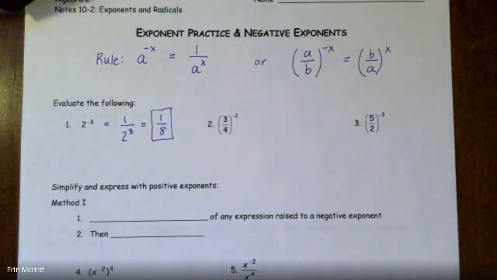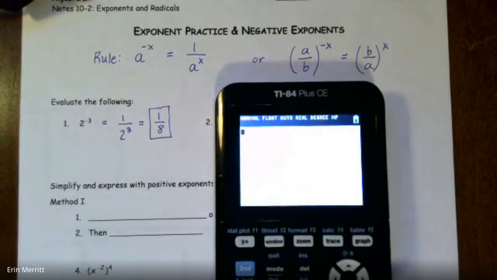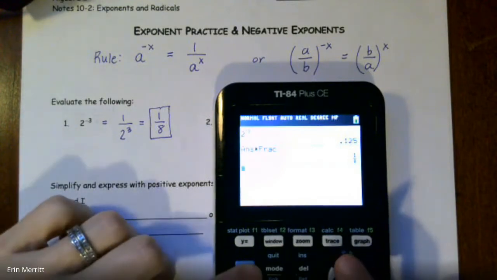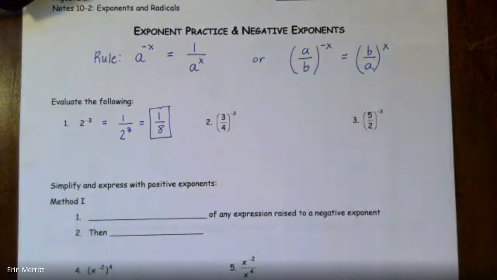Something to keep in mind when it's just plain old numbers on your calculator, you can do 2 and raise it to the negative third power, and it would give you this. But if you math frac it, there you go. There's that 1/8 right there. I don't know how well you can see it, but you get the deal. Okay. All right. Whoops. Let me slide that out.